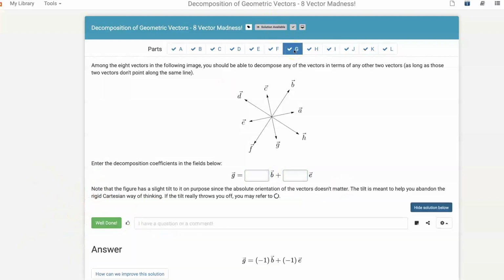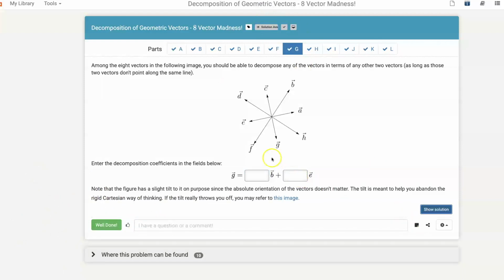Okay, moving on. G. Look at that. G as a linear combination of B and E. Ha! Could this be the hardest one of the bunch? G as a linear combination of B and E. Well, here's what I notice. If I do B plus E, I get C, which is minus G. So in order to get G, I need to take minus B minus E.